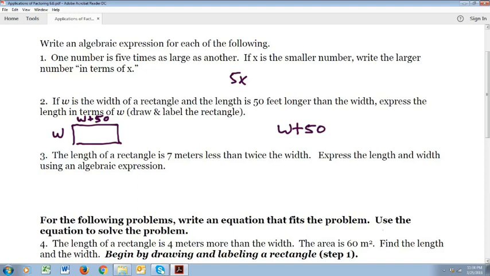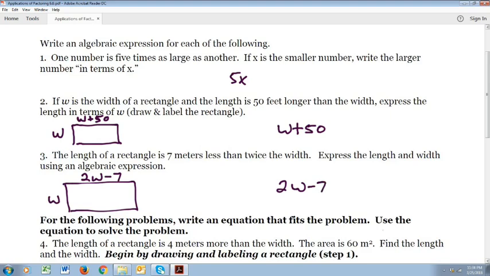Number 3, it says the length of a rectangle is 7 meters less than twice the width. So again, let's go ahead and start the same way. We're going to call the smaller side W, that's our width. And the length is 7 less than twice the width. Well, twice the width, we would write 2W. And if we want 7 less than that, we would subtract off 7. So the length here is 2W minus 7.